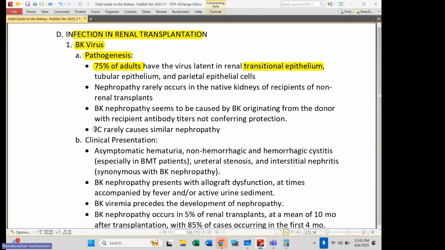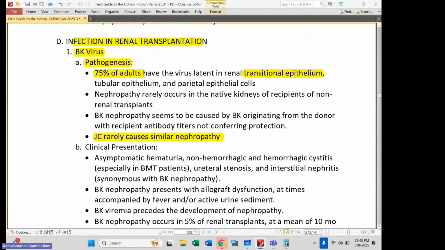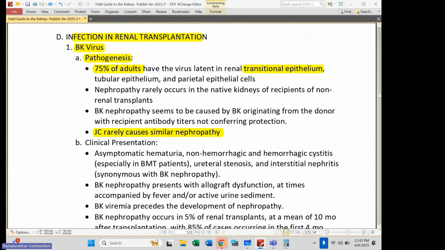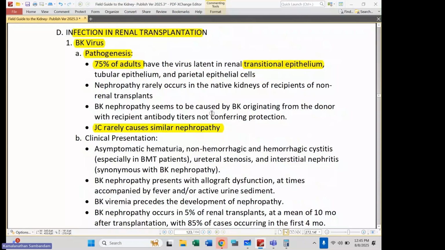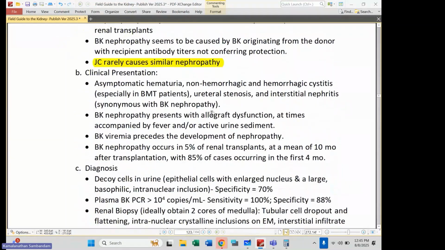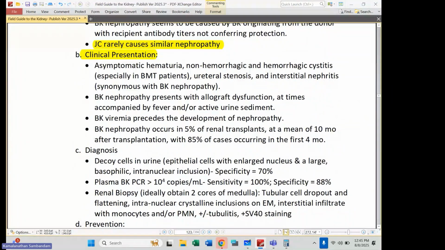And then there's a less common form of polyomavirus nephropathy, which is JC. And then you can even get non-polyomavirus interstitial nephritis, things like adenovirus, which are less common. We're focusing on BK because far and away that's the most common viral interstitial nephritis that you're going to see.